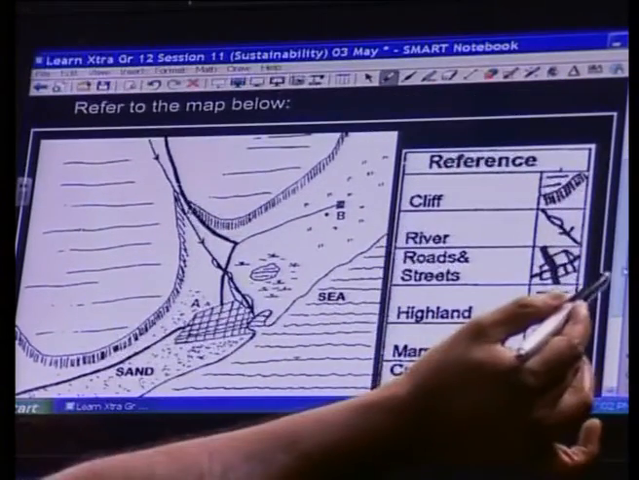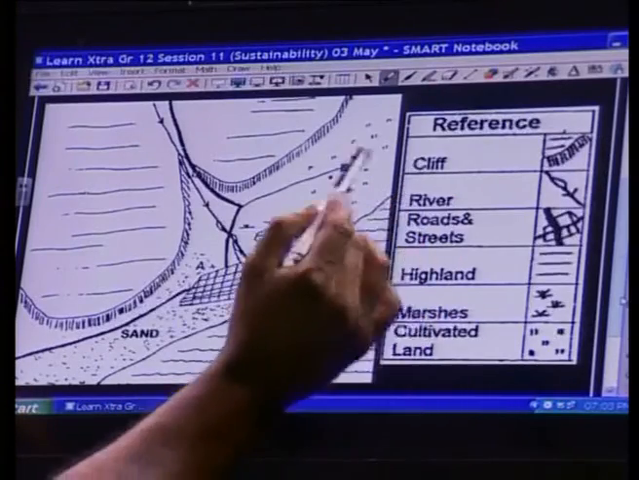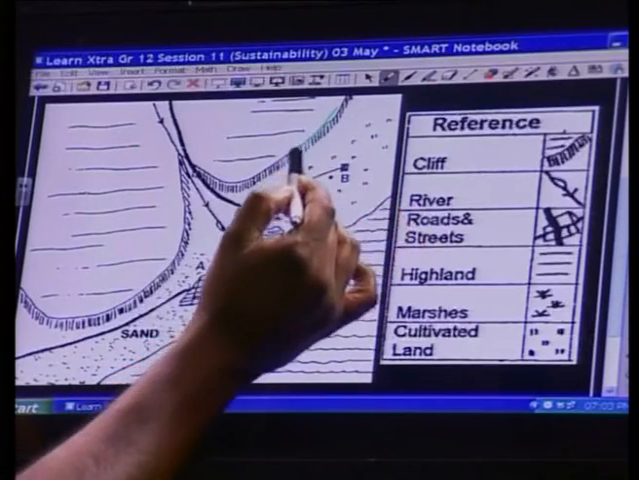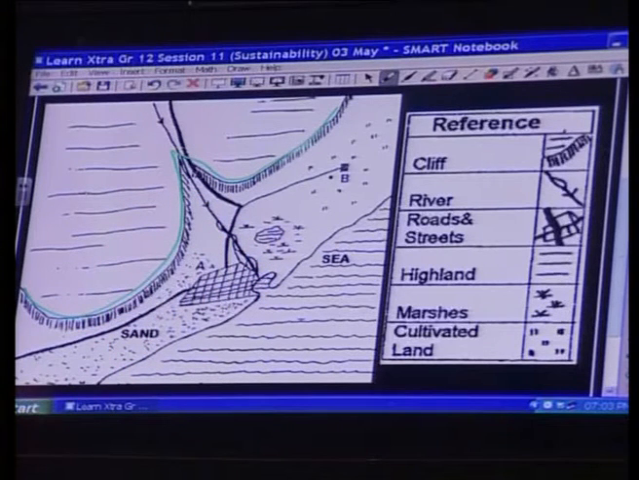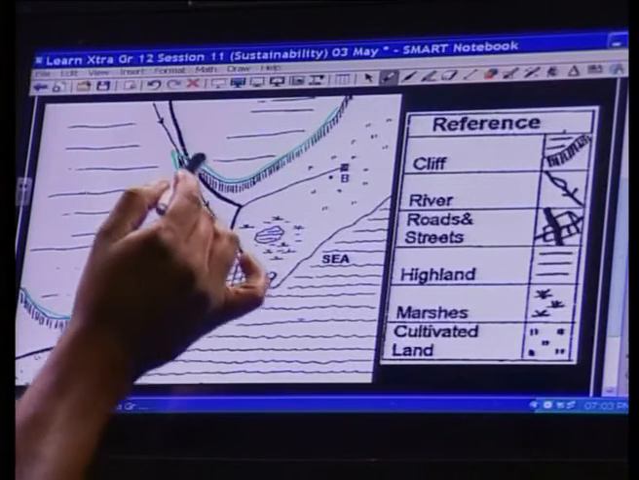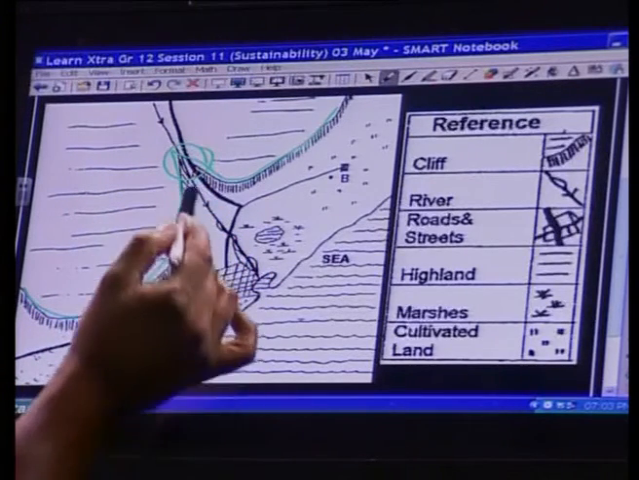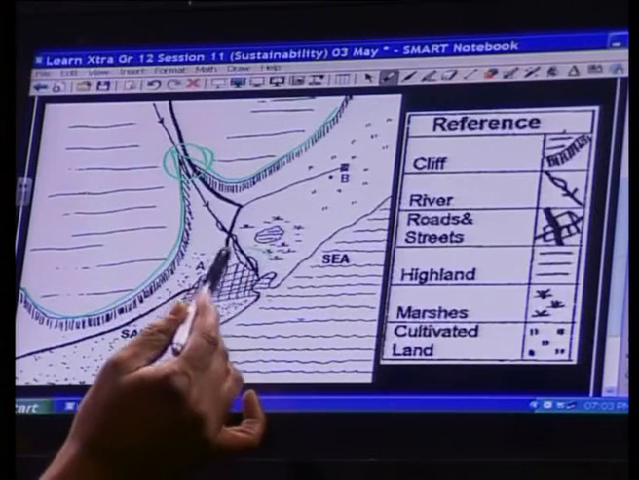Refer to the map below. This is called a sketch map. What you should be looking for is hints and tips from the key to better understand the types of questions that you will be receiving. What I would do is refer to the reference, which shows me that there is a cliff that is existent on this diagram, which would represent a high-lying area. There is a river that is cutting across this cliff with the possibility of a waterfall occurring, and this river leads to the ocean. Roads and streets dominate in this area here.